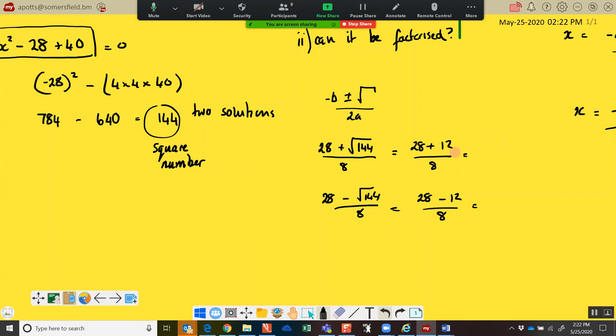So 28 minus 12 would be 16 over 8. Sorry, wrong way around. That should be 16 over 8, and this should be 40 over 8. What do you also notice about that stage? You get a whole number. 40 divided by 8 is 5, 16 divided by 8 is 2.